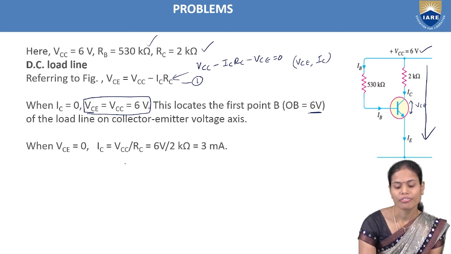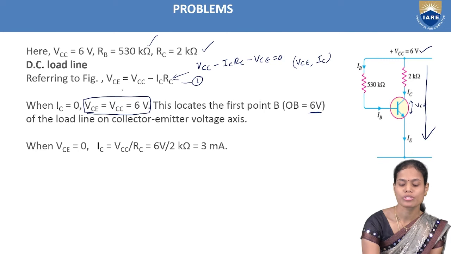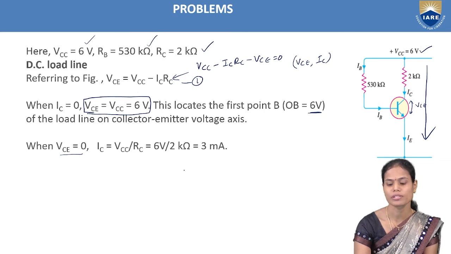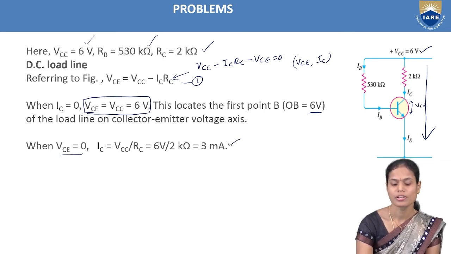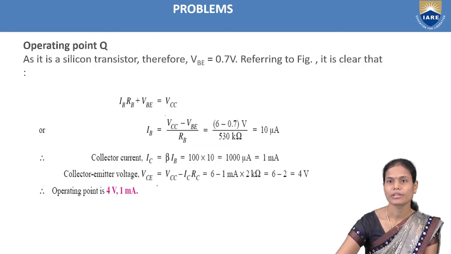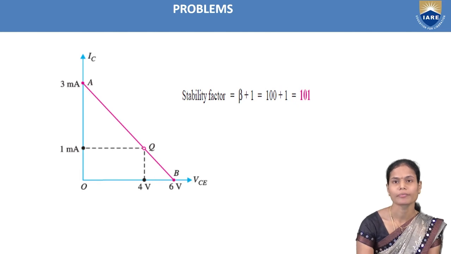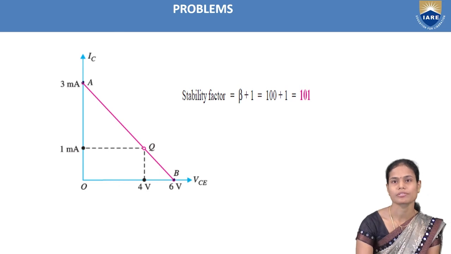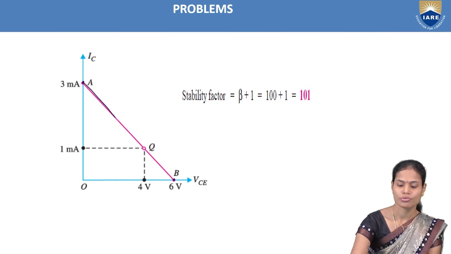And to find the IC value, we have to substitute VCE equal to 0 in the first equation. Then we will get IC equal to VCC by RC. Here VCC value is 6 volts and the RC value is 2 kilo ohms. Then we will get 3 milliamps. So VCE equal to 6 volts, IC equal to 3 milliamps. By using this we can draw the load line. Indicate these points on the characteristics, and if you join these 2 points, that indicates the load line.